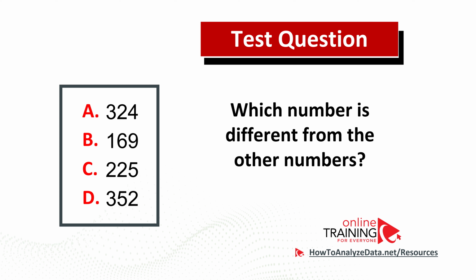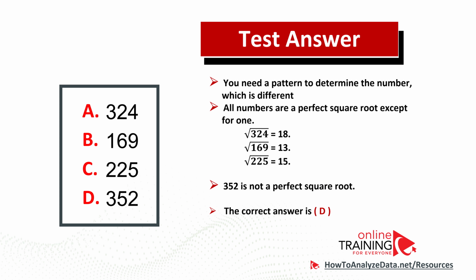Did you come up with the answer? Let's see if we can get to the solution together. As usual, to get to the answer, you need to determine the pattern and understand which 3 numbers match the pattern and which one number does not belong to the pattern. In this case, the pattern is square root. You can see that 3 numbers listed here are perfect squares.